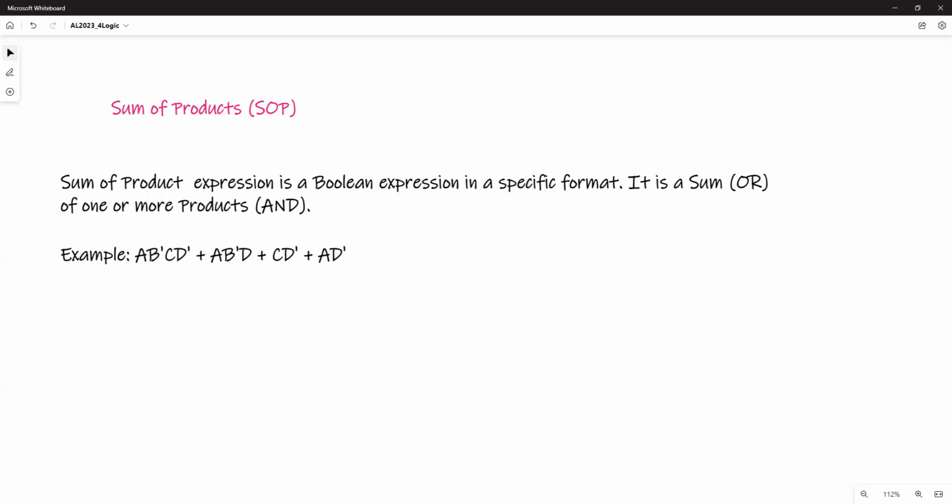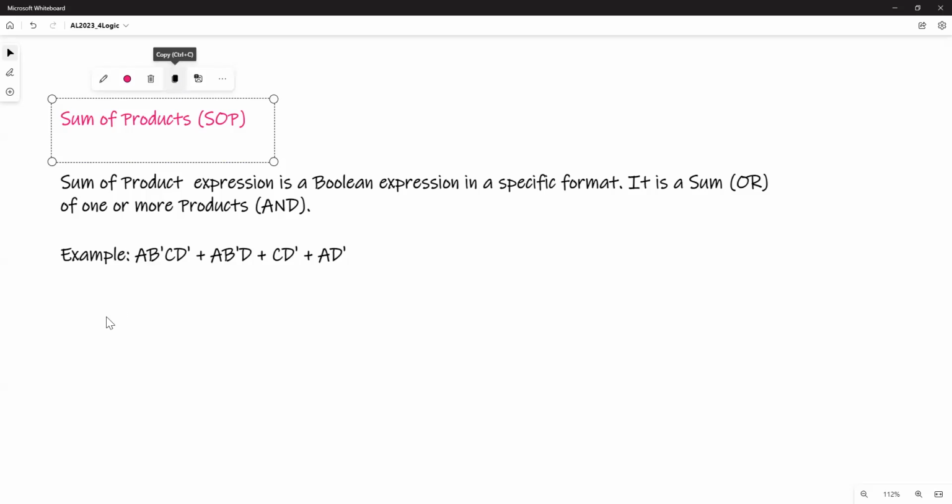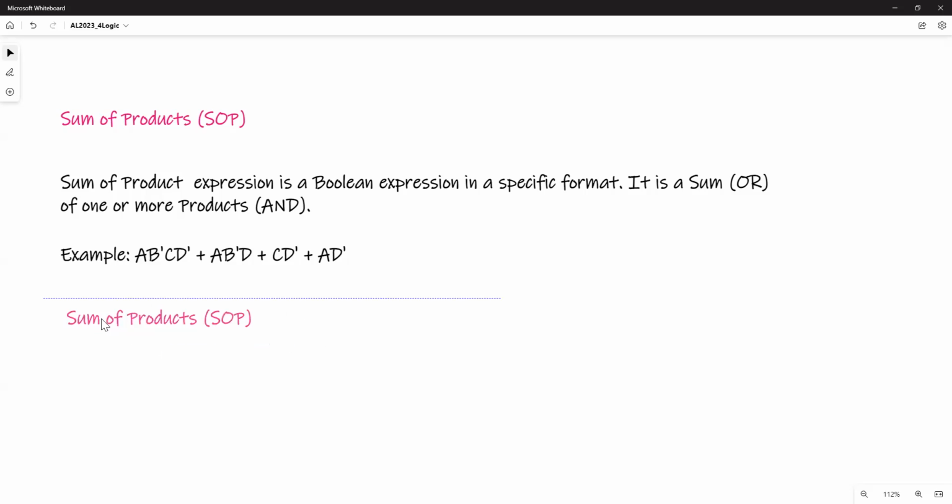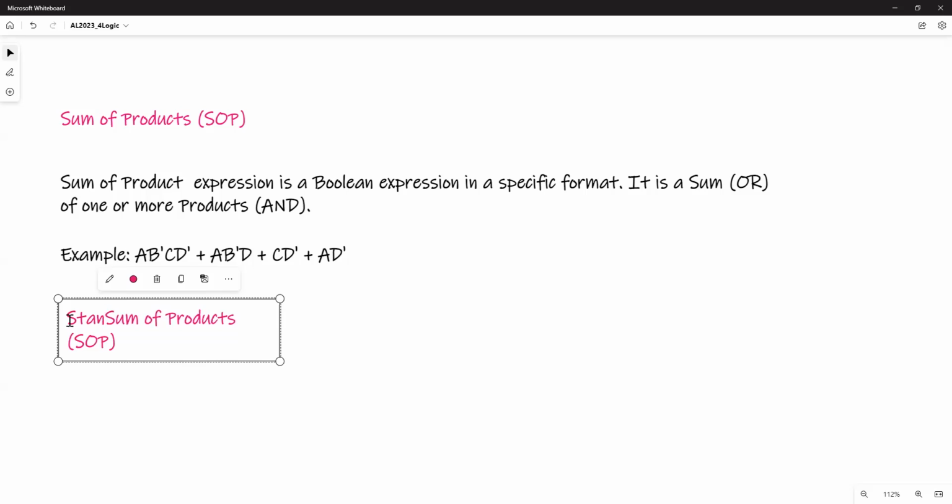Now that we have learned sum of products, let's discuss what we mean by standard sum of products, right? Earlier we have discussed sum of products. The next one we are going to discuss is called standard sum of products. Let's write down. We call it standard sum of products, or we can shorten it, standard SOP.